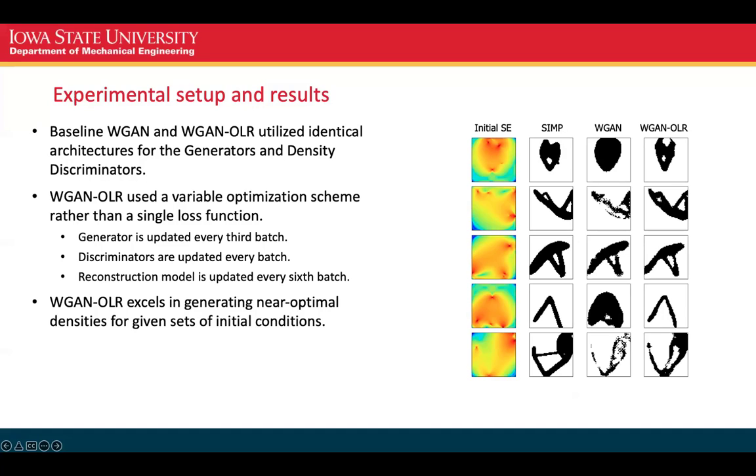In training, we opted for a variable optimization scheme as opposed to a single loss function, utilizing various Lagrangian multipliers, where the discriminators are updated at every batch. The generator is updated every third batch, and the reconstruction network is updated every sixth batch.